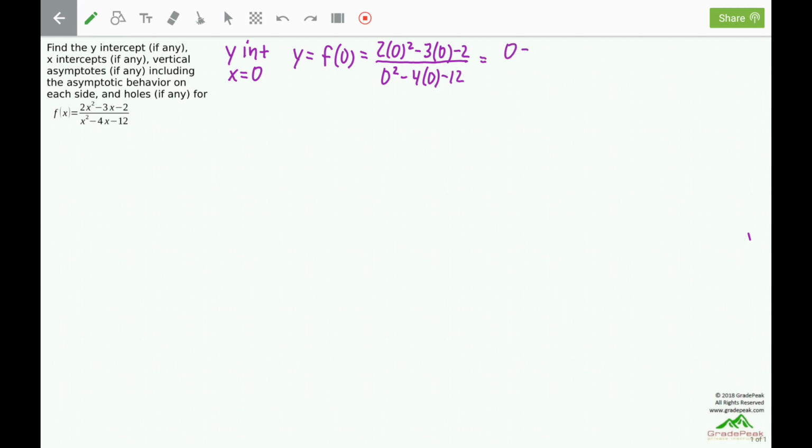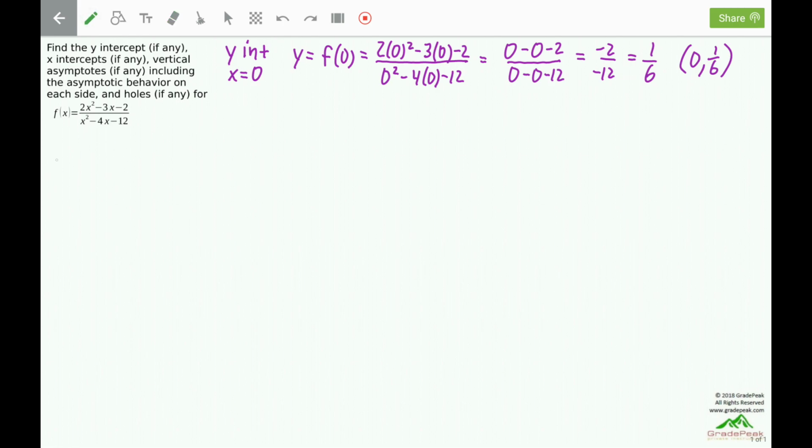2 times 0 squared is 0, minus 3 times 0 is minus 0, minus 2, divided by 0 squared is 0, minus 4 times 0 is minus 0, and then minus 12. 0 minus 0 minus 2 is a negative 2. 0 minus 0 minus 12 is a negative 12. The negatives can cancel, and the 2 and 12 can reduce by a 2, giving 1 over 6. So the x-coordinate of 0 has a corresponding y-coordinate of 1/6. There's the y-intercept.